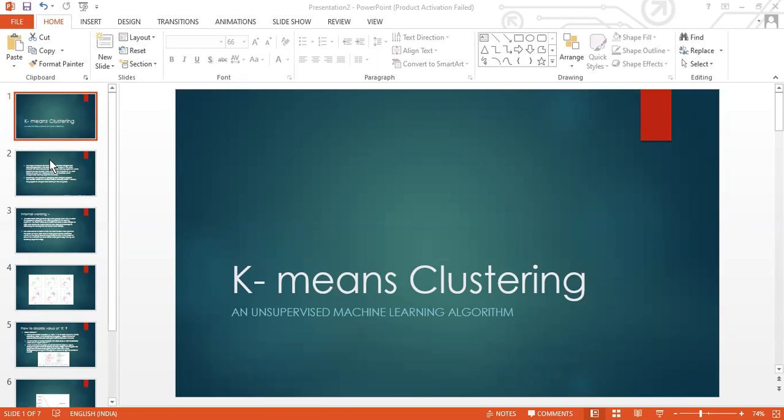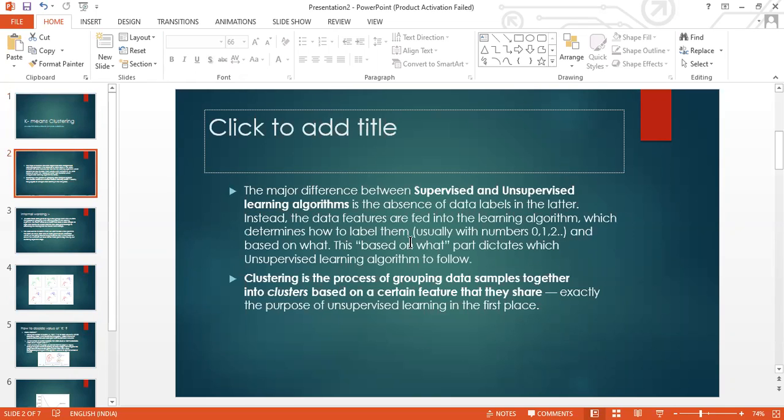So first of all, as we already know, we have two different types of machine learning algorithms. One is supervised machine learning and the second is unsupervised machine learning. In supervised machine learning, we have both independent features and dependent features. But in unsupervised machine learning, we do not have the data labels or the output column. We only have the independent features.